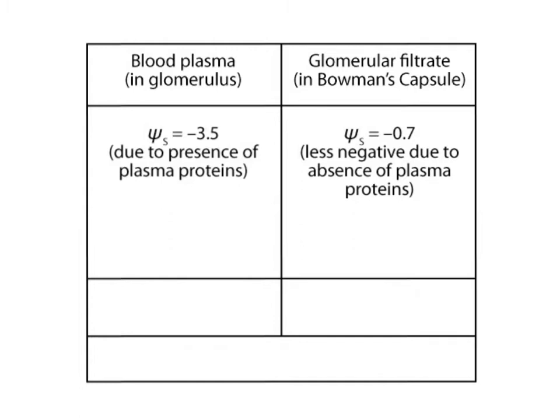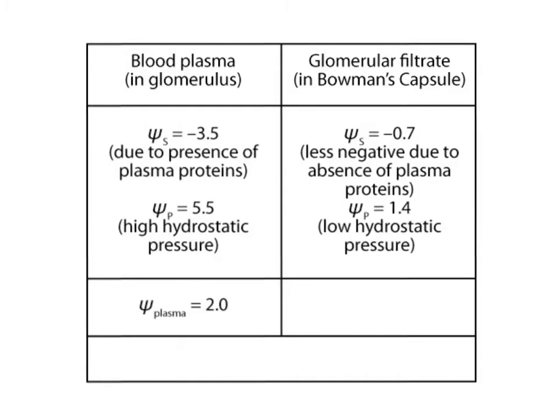In the blood plasma, there's a high hydrostatic pressure. Remember, that's created by the twisting of the glomerulus, the fact that it's coming off an artery, the fact that the afferent has a greater diameter than the efferent. So when you put those two together, we get a water potential of the plasma of 2. Looking across then at the glomerular filtrate, there's a very low hydrostatic pressure, simply because there's less fluid in it and there's no pulse wave coming with it. So the water potential of the filtrate is 0.7.